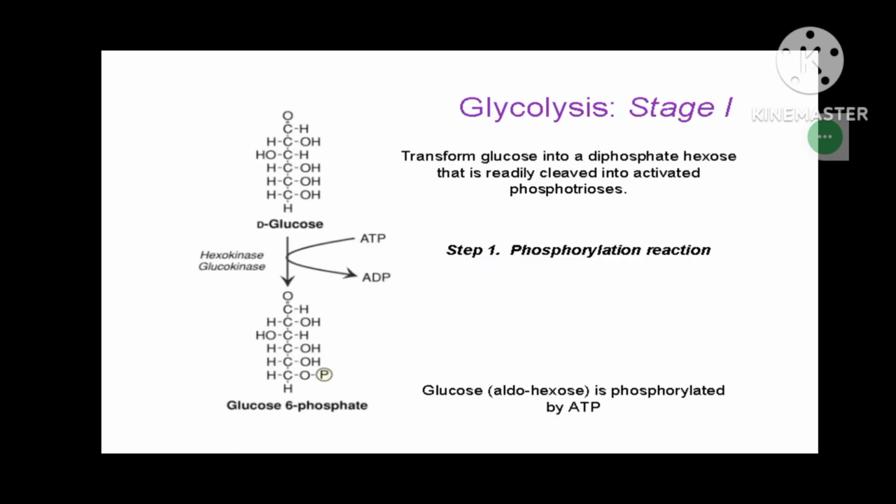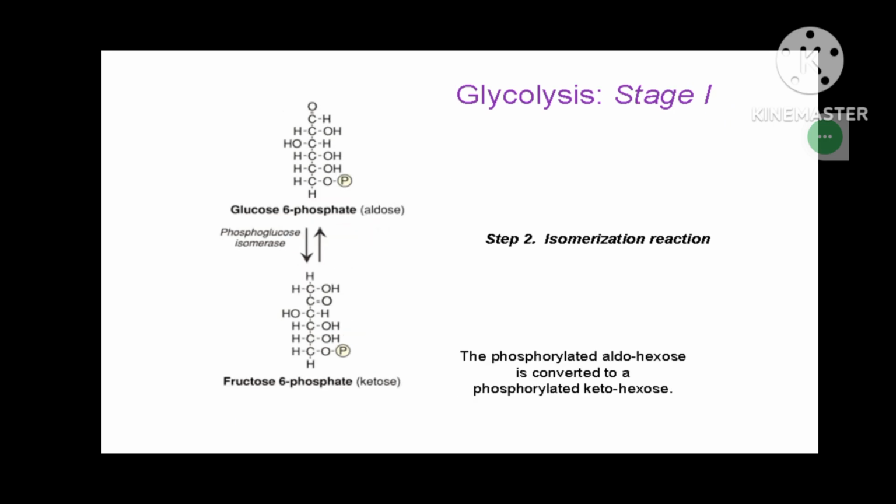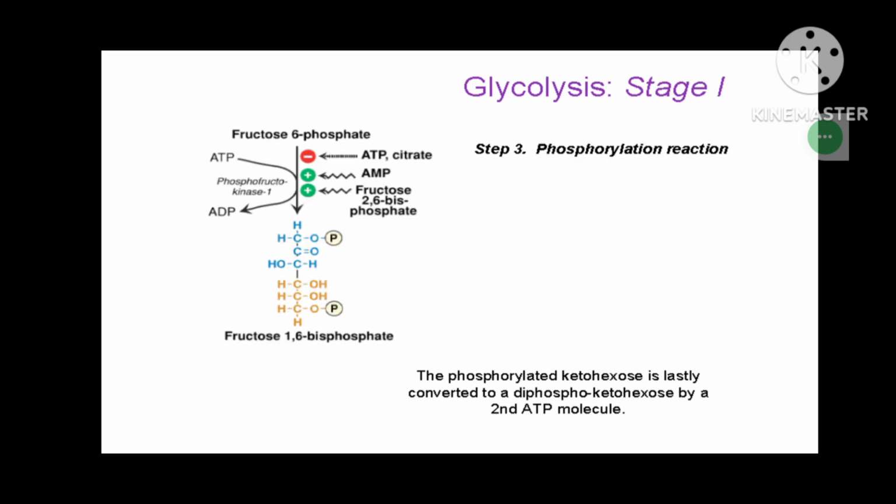In step 1, glucose is converted into glucose 6-phosphate by the action of the enzyme hexokinase. Here, the phosphate group is attached to the 6 carbon of glucose. Hence, the final product is known as glucose 6-phosphate. In step 2, an isomerization reaction takes place by the action of the enzyme isomerase. Here, glucose 6-phosphate is isomerized to fructose 6-phosphate.